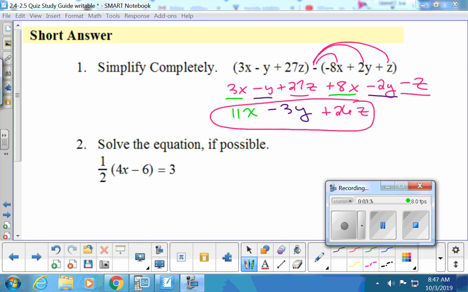All right, number 2 here. There's a couple ways you could do this. I know what most kids would do. What do you guys think you're going to do? Brooke? Yeah, that's what most kids would probably think.